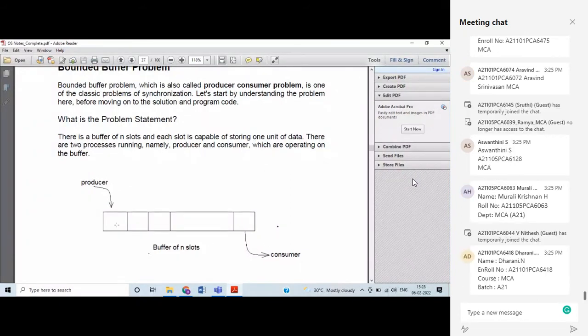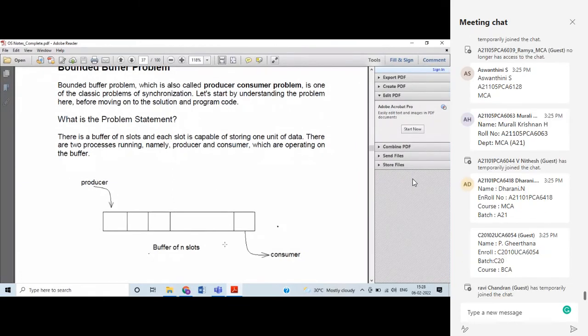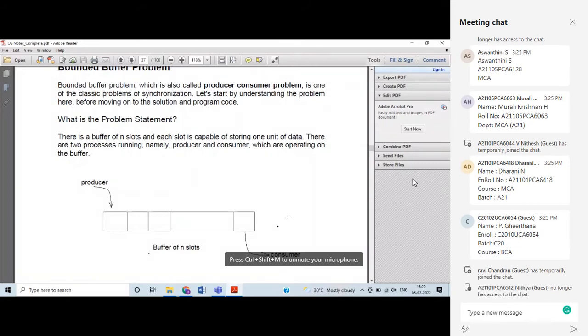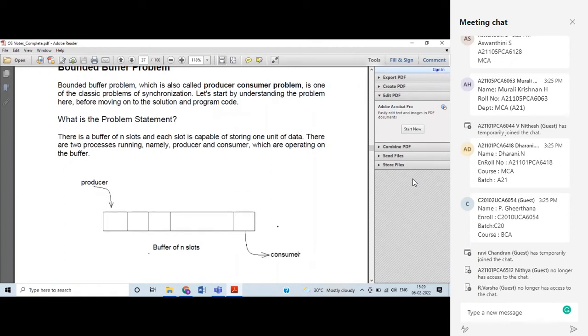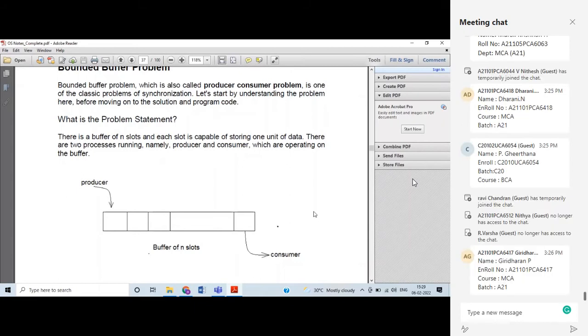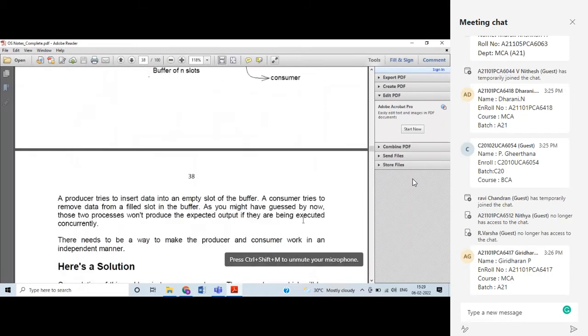So simply, what is the problem statement here? There are totally n number of slots, and each and every slot will hold only one product. Two processes are there. The first process is called the producer, and the second process is called the consumer. What will happen if, at the same time, both the producer and the consumer access this buffer of slots? This is the problem. So how do we avoid this inconsistency in the producer-consumer problem?